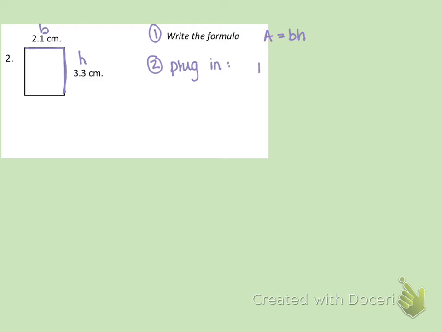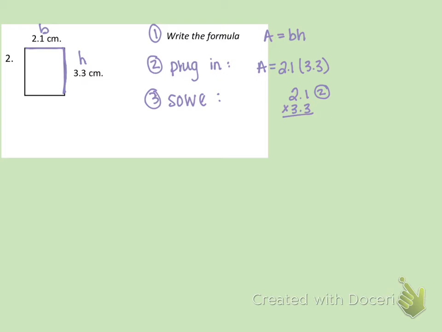Okay, so then area equals, instead of writing B, what are we writing? 2.1. And then we're going to put our second number in parentheses. And instead of writing H, what are we writing? We are writing 3.3. Okay, so this is not mental math. We definitely need to write this down. So step 3, remember when I write, you write, so you should have this on your paper. Step 3 is solving. So 2.1 times 3.3.